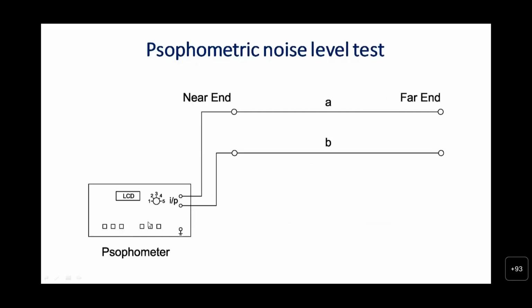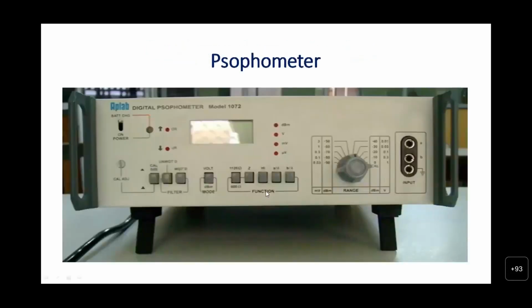Here in the psophometer, the testing pair has to be connected to the psophometer input terminal, and the armor of the pair should be earthed, and the psophometric noise level will be tested here. The typical picture of the meter is shown here. Before conducting the psophometric test, the meter is required to be calibrated.